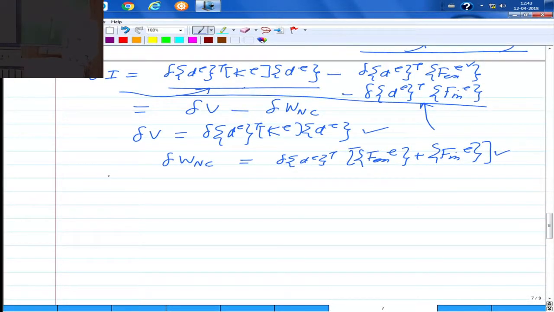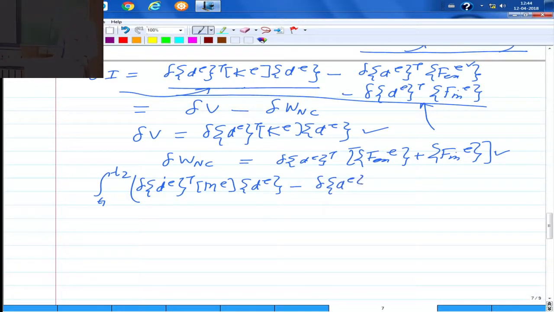So again, going back to Hamilton's principle, I have T1 to T2. First is delta T, the variation in kinetic energy, which is delta of half dE dot transpose into ME into dE dot. So this is the first term. We are going to integrate this whole thing, minus delta V, which is delta of half dE transpose into KE into dE.